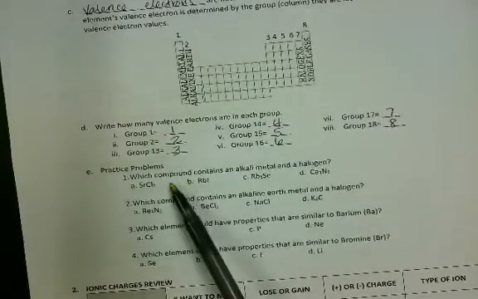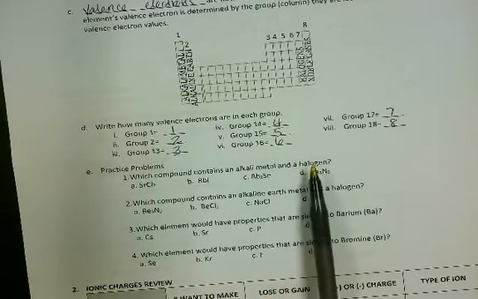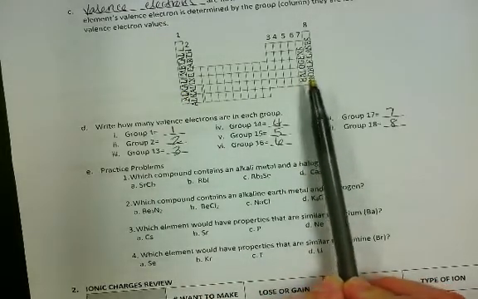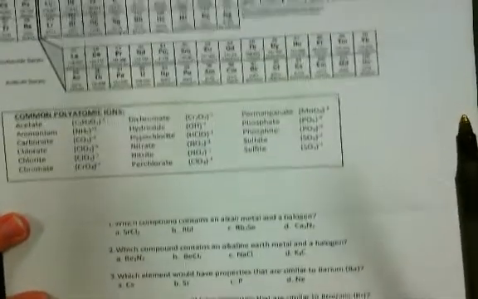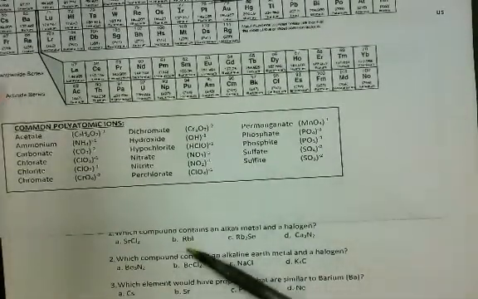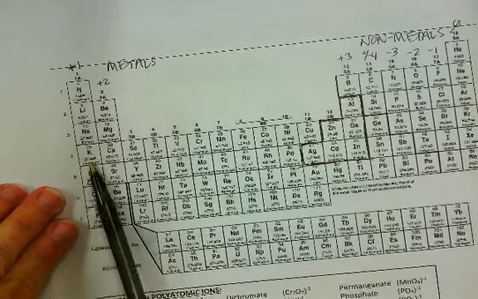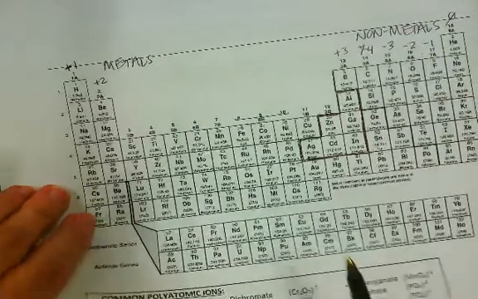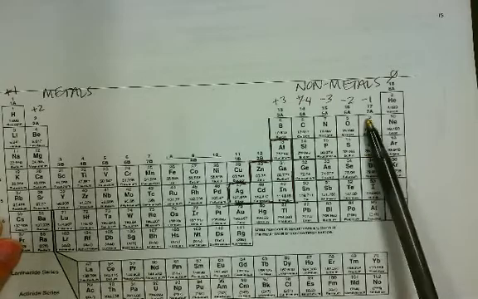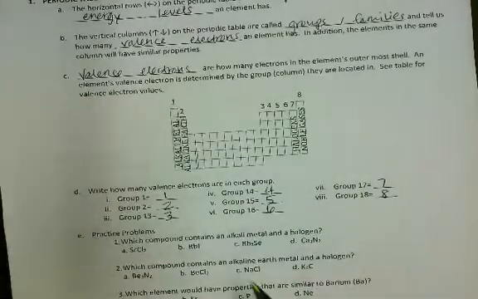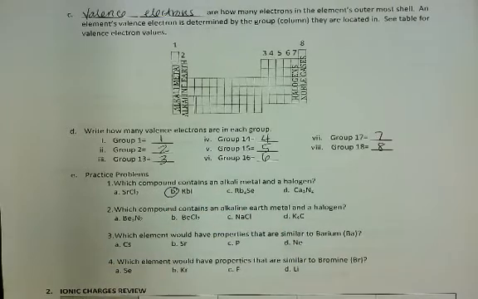So when we look at this, it says which compound contains an alkali metal and a halogen. Well, alkali is group 1, and our halogen is going to be in group 17. So when we look at this, we have Rb and I. Rb is your alkali, it's in that group 1, and I is right here. It's our halogen in group 17. So we can say for number 1, it is B.